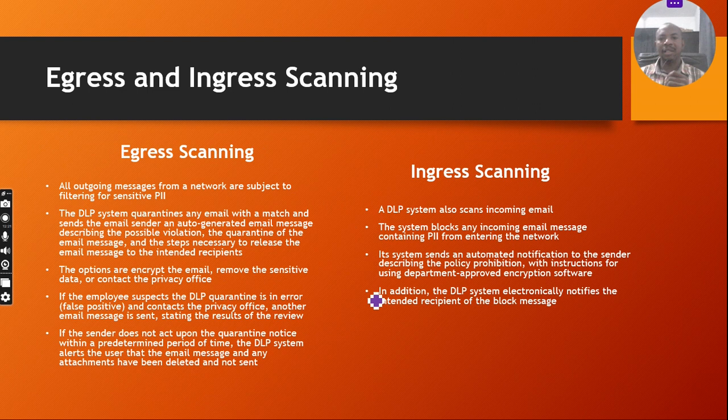That leads us to what we call egress and ingress scanning. So first of all, what is egress scanning? Egress scanning holistically takes a look at all your outgoing messages from your network. They are subject to P3 for personally identifiable information. So the scanning of your outgoing messages, your outgoing email, to ensure that all the sensitive personally identifiable information is removed is called egress scanning.